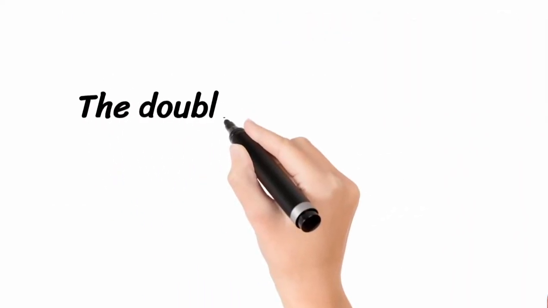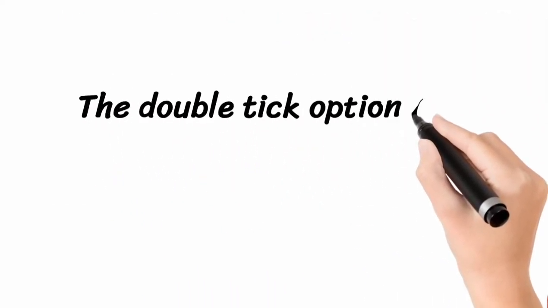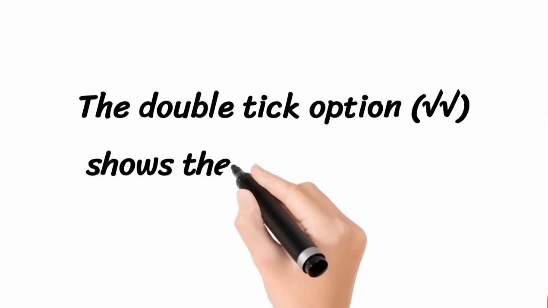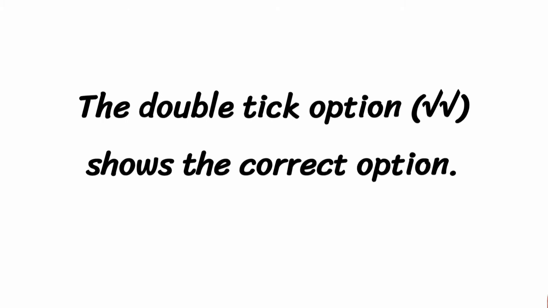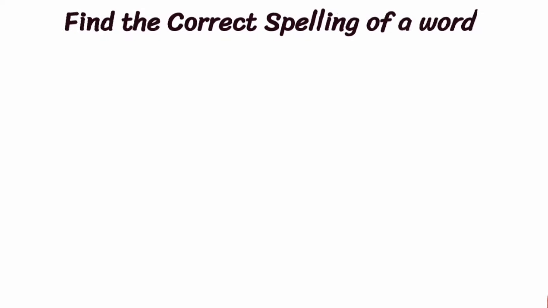So before moving further, I want to tell you that the double tick option shows the correct option. This is because all the sections will have 5 questions or maybe 6 questions, and all those questions will have 4 options. So among those 4 options, the correct option will have a double tick. So let's start with the section find the correct spelling of a word.